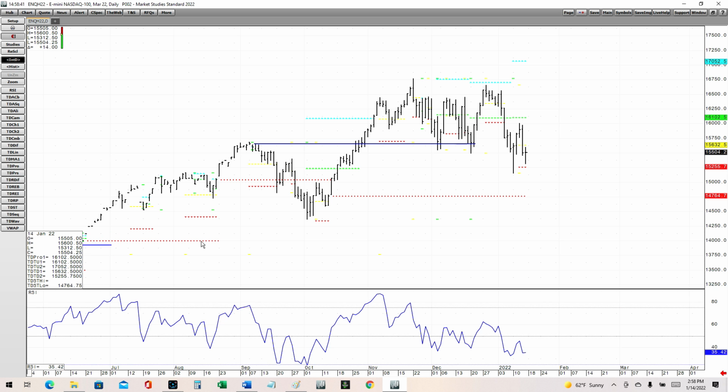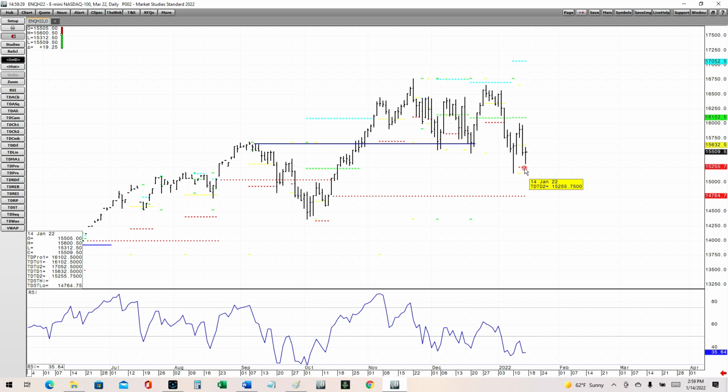You'll notice none of the TDST levels that are red, these are bearish levels, are qualified. So it's possible that this area here, and this area here, and this area here, which are both below the October low, all of that could act as potential support if we see further weakness.